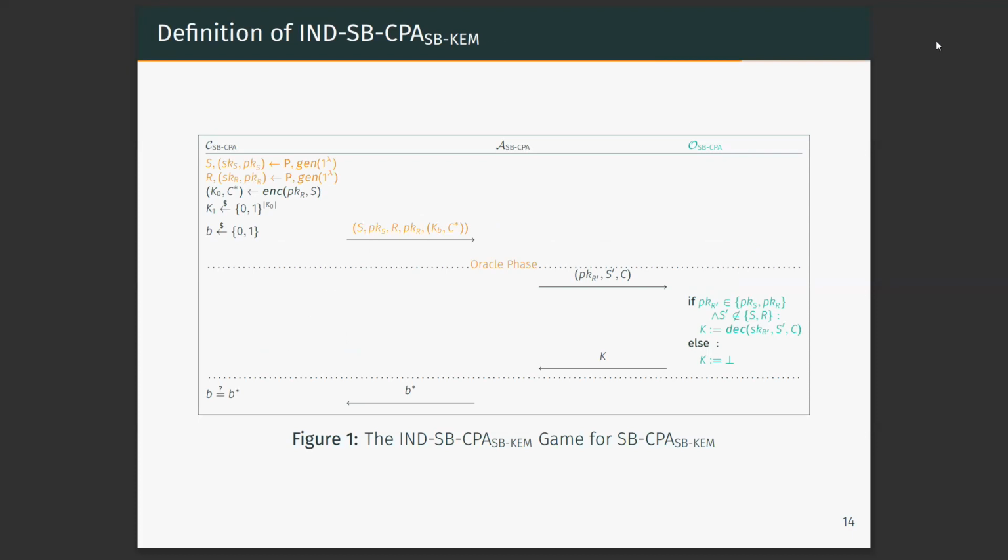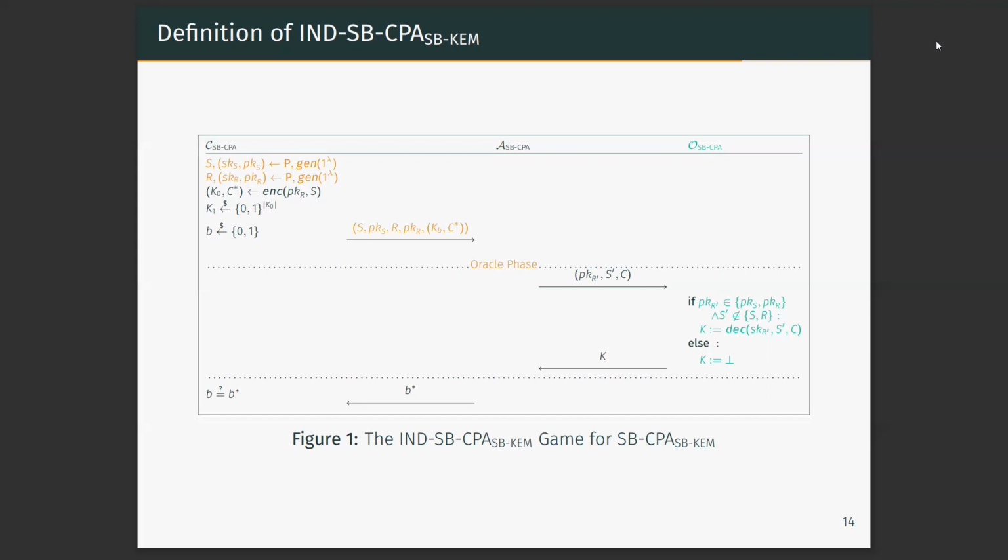Now, regarding the exact formulation of the SBCPA security. The previous intuition can be found inside the formulation of the decryption oracle. Another three important details that may stand out are: instead of generating only one key pair, the challenger generates two key pairs for sender and receiver, and the adversary is handed over both public keys with their respective identities.